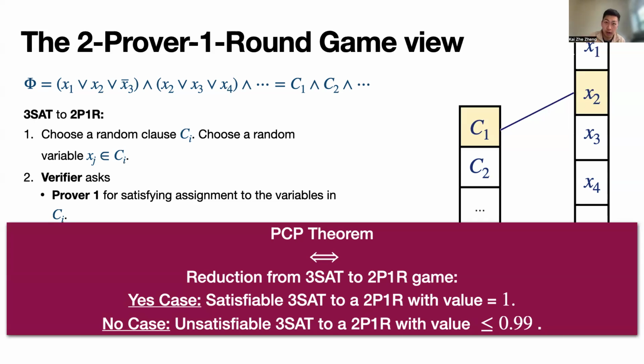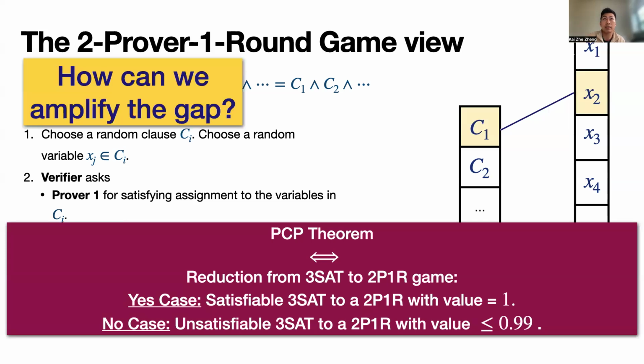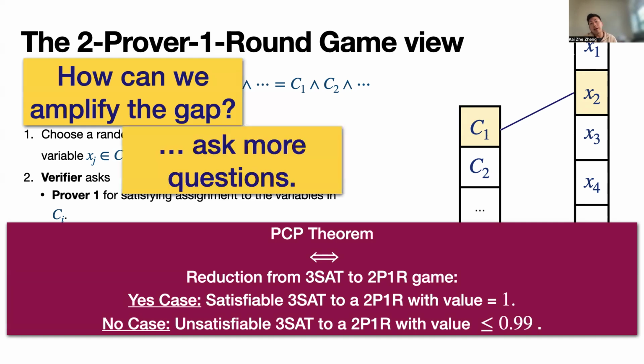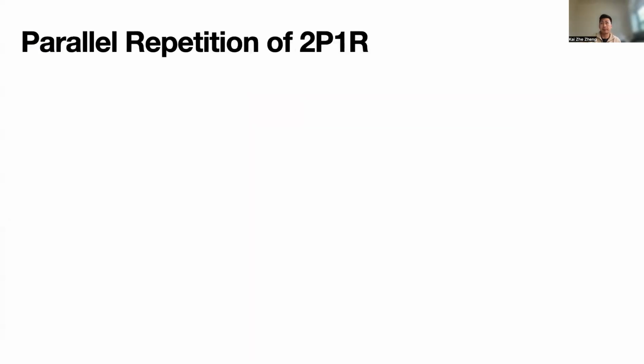So here we have some constant gap between the yes and the no case, but we might want to amplify this gap. In particular, for certain applications in hardness of approximation, we'll want this gap to become an arbitrarily large constant. So the gap is the 1 versus 0.99 in the yes and no cases. A natural way to amplify this gap is to make the game harder for the provers to win. And we can make the game harder by asking more questions. This is often called parallel repetition, and it looks like this.